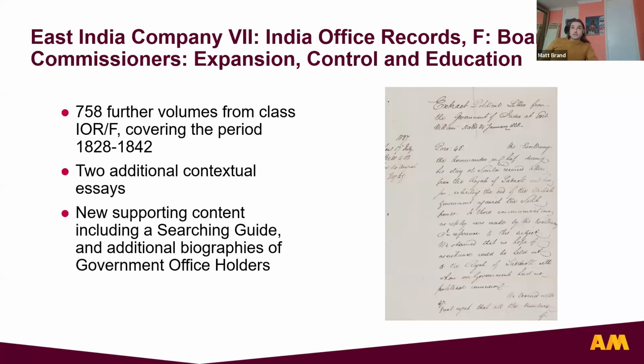Not only has the East India Company resource been moved to a new platform, but we've also added a further module. So module 7, as you may have seen from Joe's slide, 758 further volumes from Class F of the India Office Records, dating from 1828 to 1842, 570,000 pages, and covering a really key period in both the history of South Asia and also the British Empire.